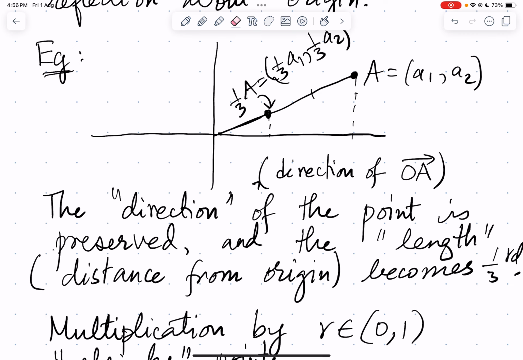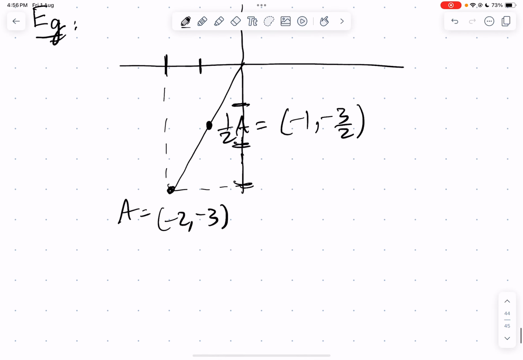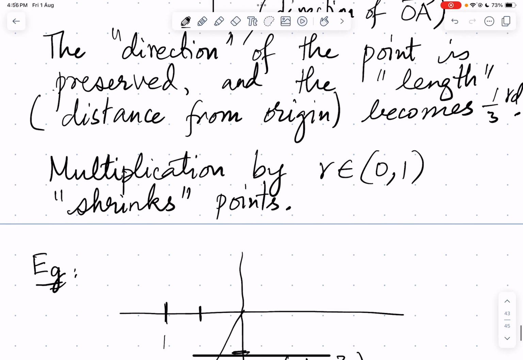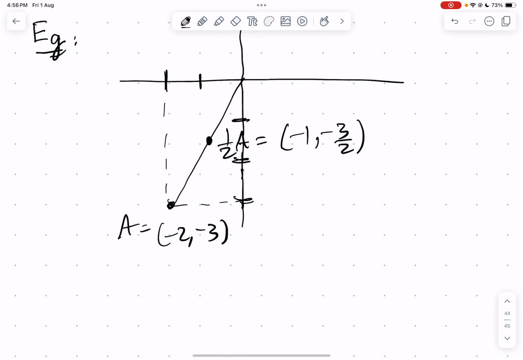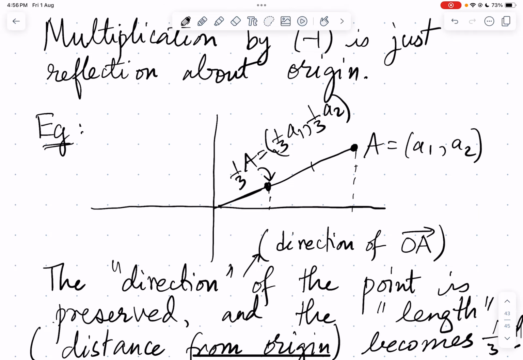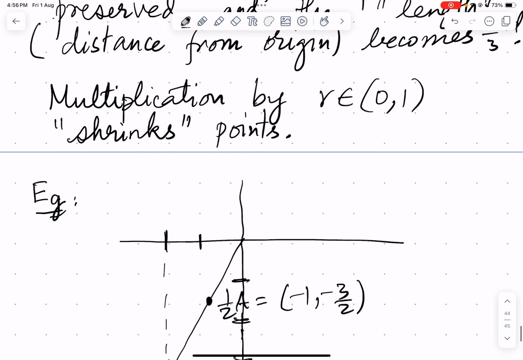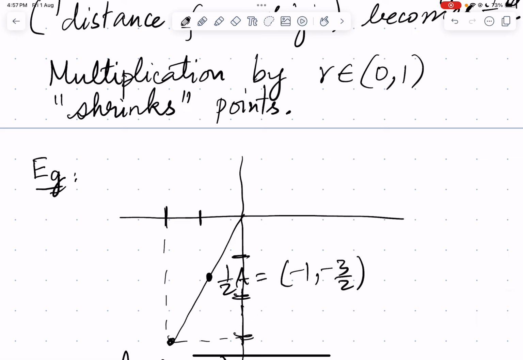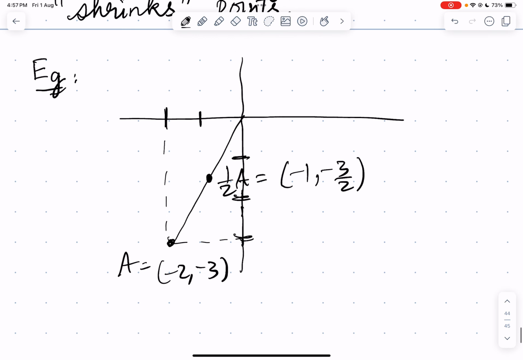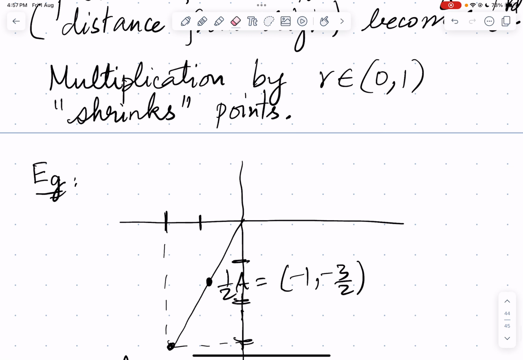Direction is preserved and the length has become half. Direction and length are in quotation marks here. So the direction of this point has been preserved, but the length has been halved. Multiplication by 1/3 or 1/2 has this effect. In general, multiplication by a real number r between 0 and 1 has this effect of shrinking points towards the origin.